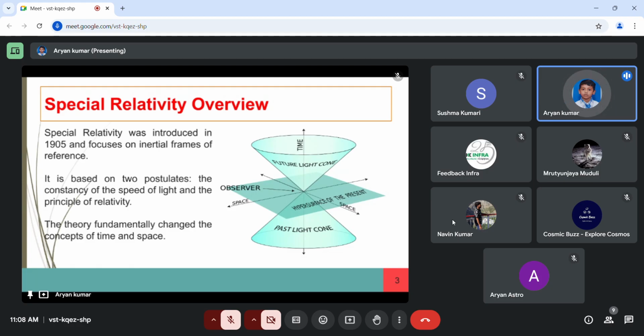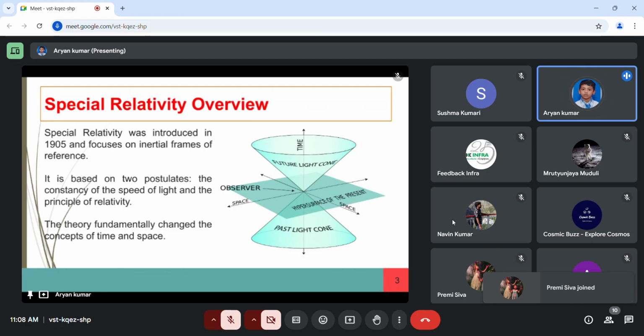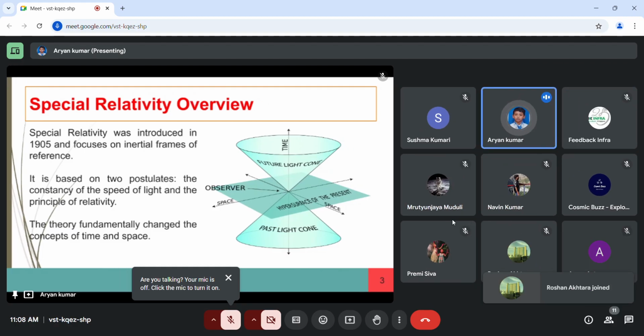The main thing they are talking about is that space and time are not two separate entities, they are together. That is called spacetime, and that is shown in the picture given. So yes, ladies and gentlemen, any questions for me? Okay, I don't think so.